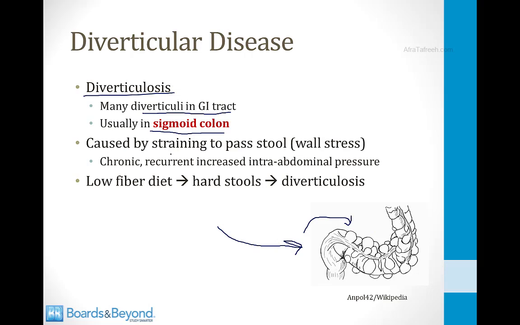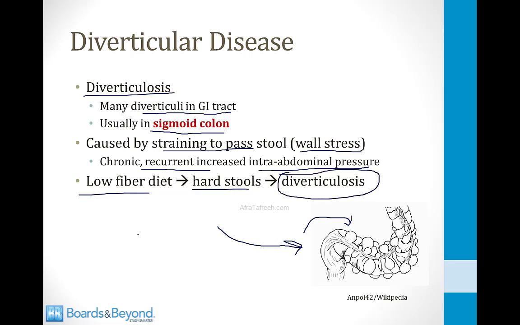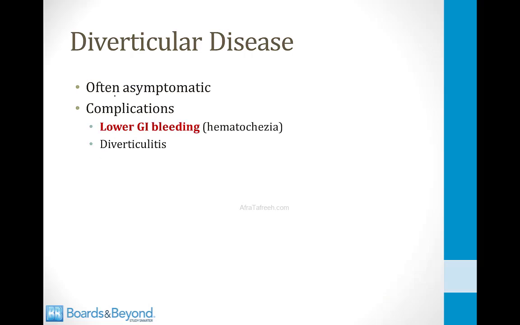And diverticulosis is caused by straining to pass stool. When you bear down to pass hard stool, you create wall stress that can pop the submucosa and mucosa through a weakening in the muscular layer and form these pouches. It's caused by chronic recurrent increased intra-abdominal pressure. And this usually occurs in people who don't eat enough fiber in their diet. They have a low fiber diet, they have hard stools, and they are chronically straining to pass the stools, and this leads to diverticulosis. Most patients with one or more diverticula are asymptomatic and don't know they even have the problem.